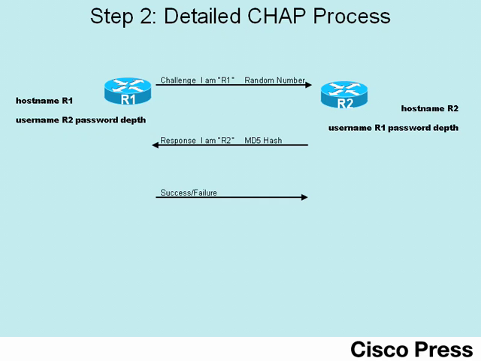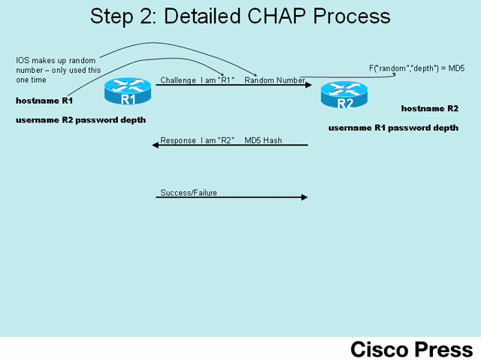R2 has very similar config with R2's own hostname configured and a username command referencing over to router R1 with the same password. If the passwords aren't the same, then the authentication will fail. So R1 makes up a random number, as we talked about a few moments ago, creates a challenge message, and fills it with its host name based on the hostname command and a random number that R1 makes up. Once R2 receives that challenge message, R2 needs to calculate that MD5 hash.